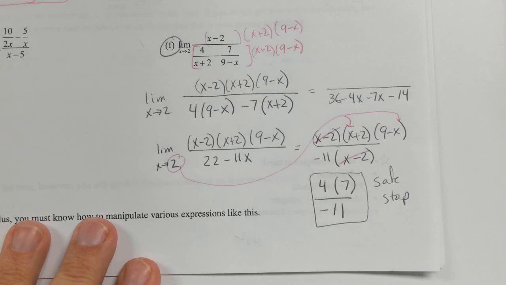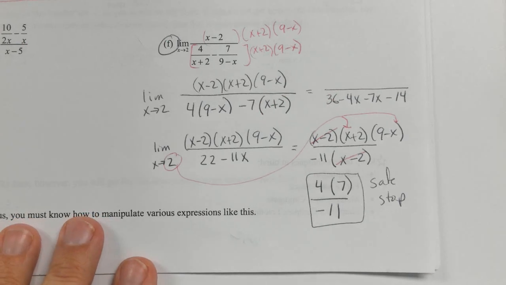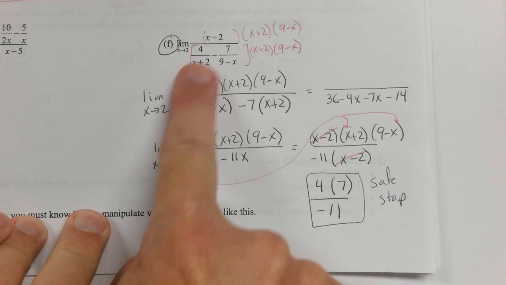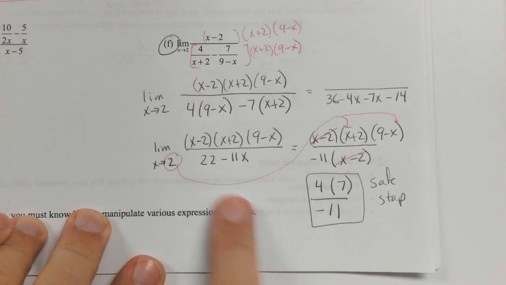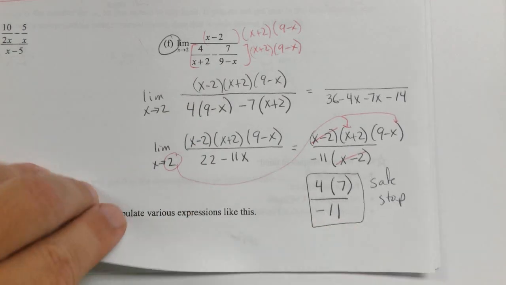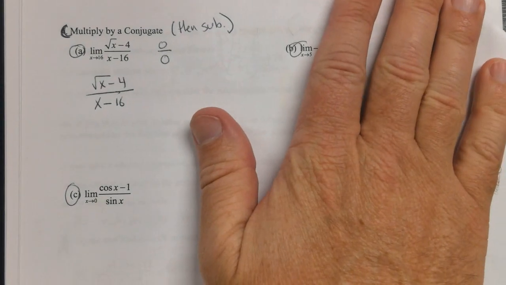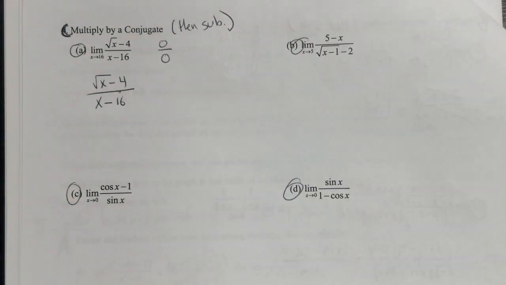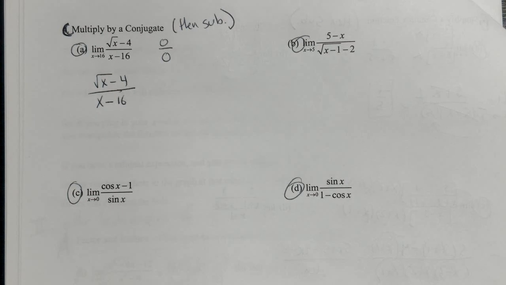So there's the conclusion of that example F. Clearing out fractions, reducing, and you can leave it like that. Then we fast forward to multiply by a conjugate. But what is a conjugate? Do you remember?